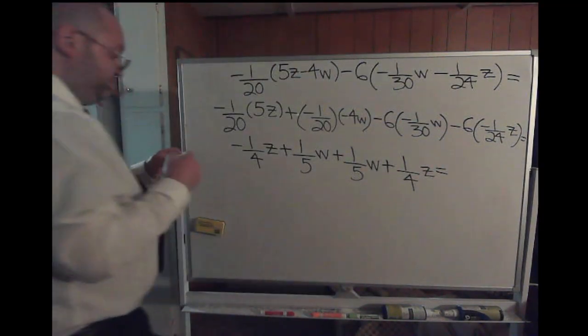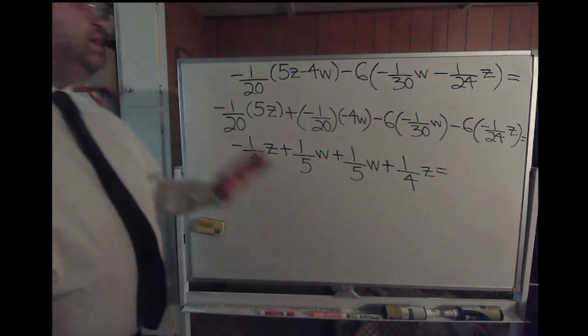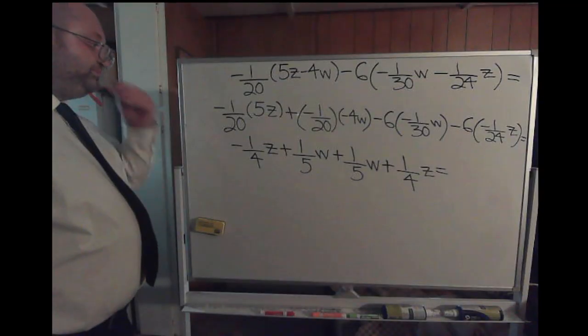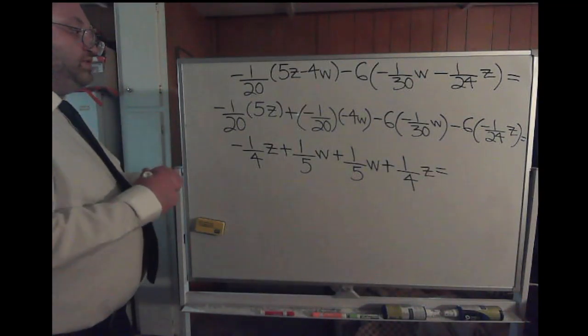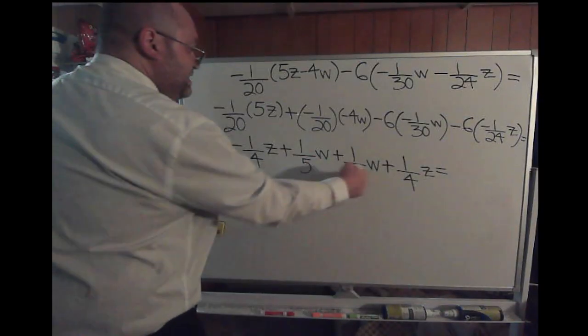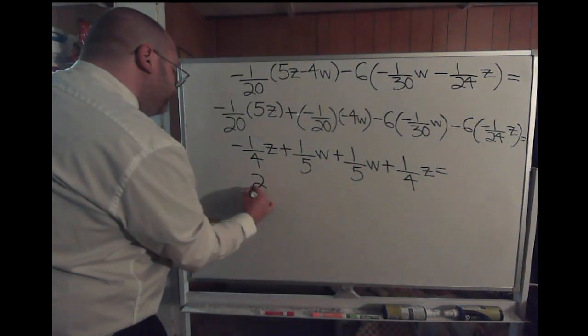Alright, so now since we've done the multiplication, this is what we're reduced to. Now we need to add like terms together to get the answer. So let's add w plus w. Add the w's plus w's. 1/5 w plus 1/5 w, that'll give you 2/5 w.